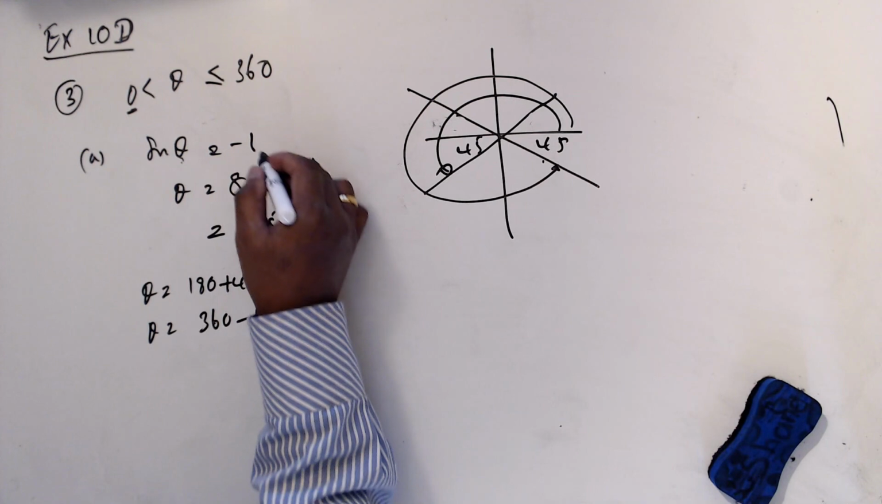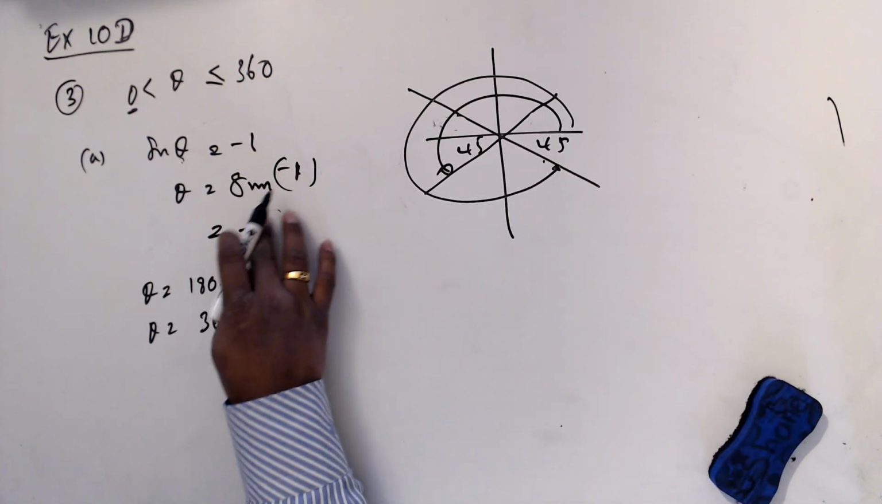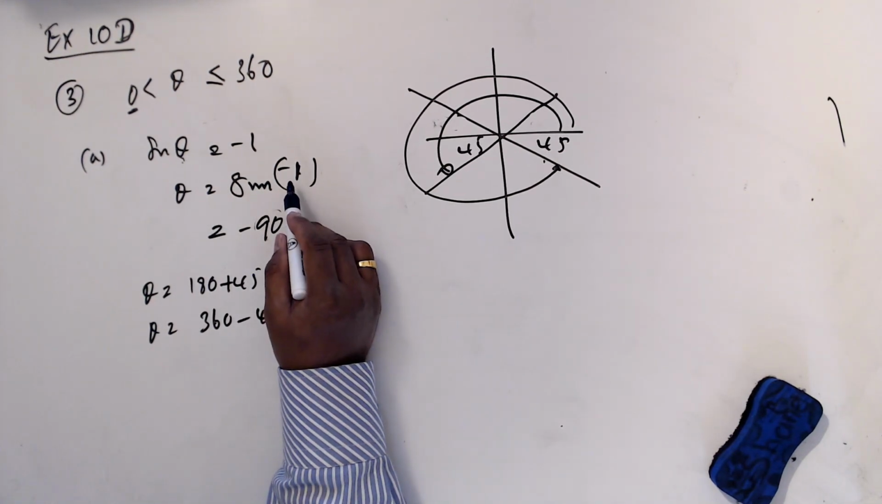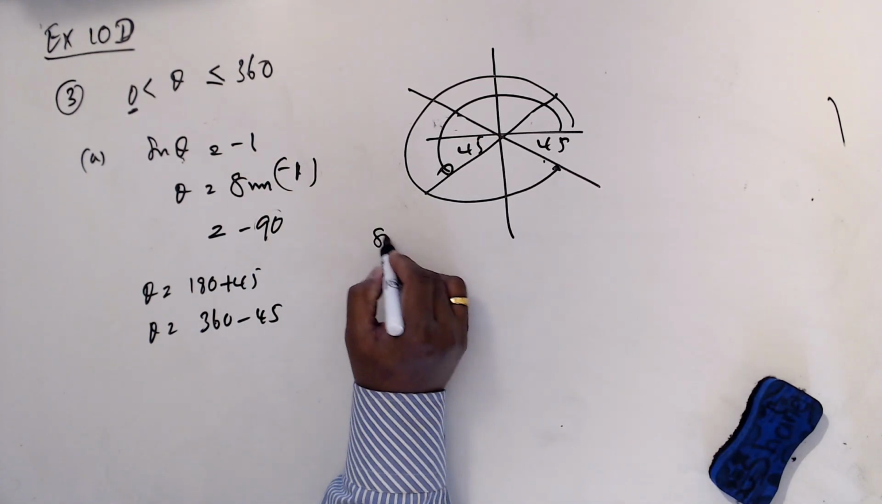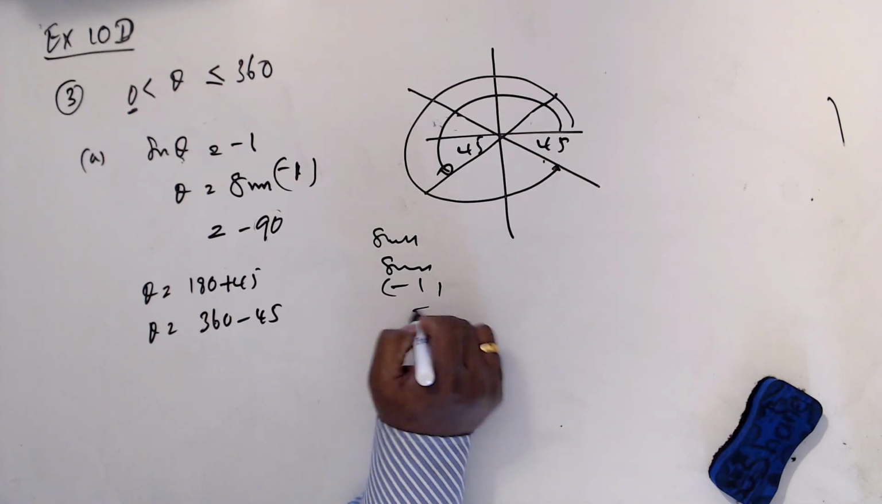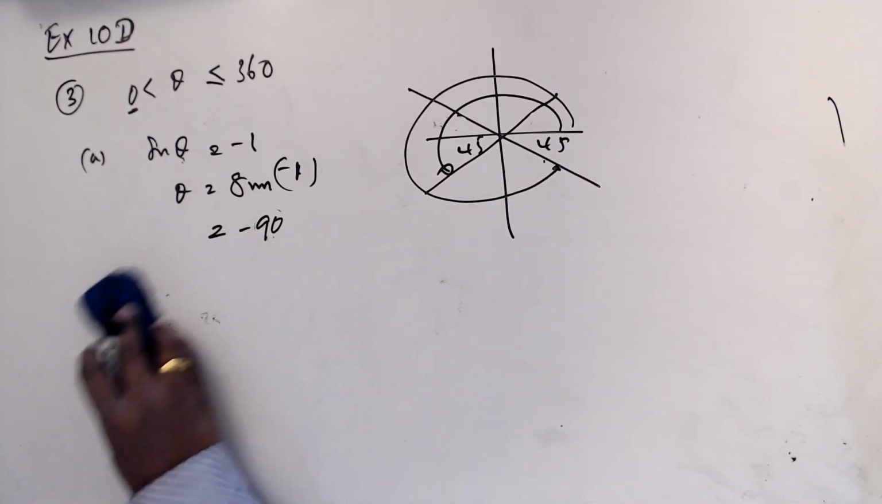I think I worked out with the tan. Actually this angle has to be 90, not 45. When you type shift sine minus 1 enter, you will get minus 90. So I have to rework this one.